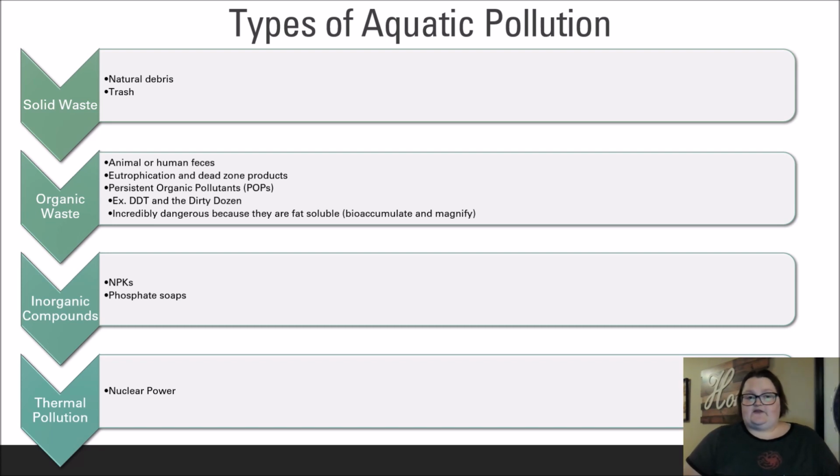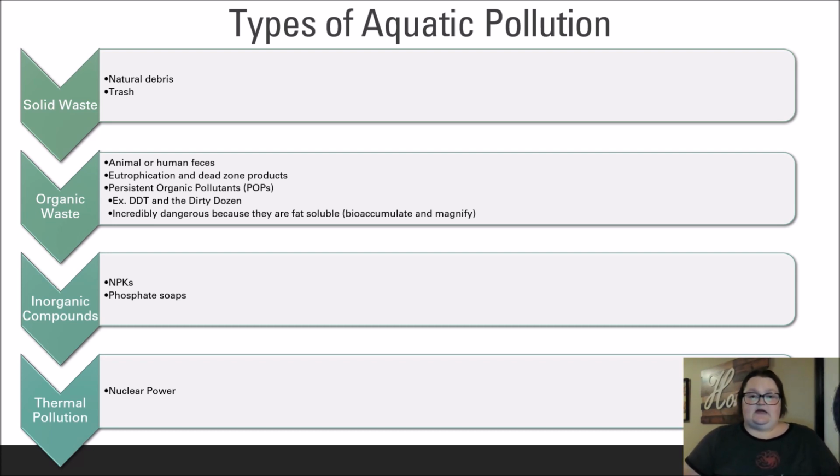Organic waste is waste that is carbon-based, such as human and animal feces. These compounds require living organism metabolisms to break them down, which can use a large amount of dissolved oxygen in water. Organic waste is often responsible for eutrophication in the formation of dead zones, or areas of very low dissolved oxygen.